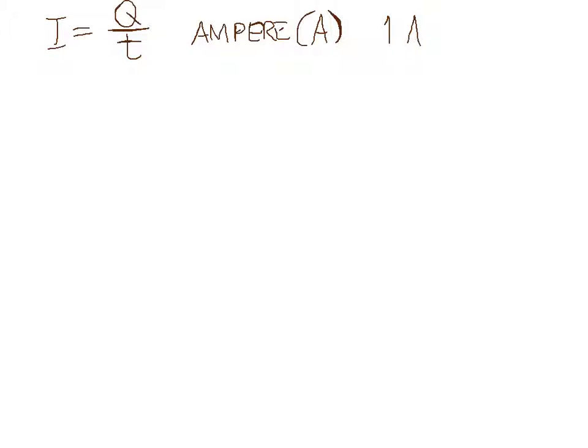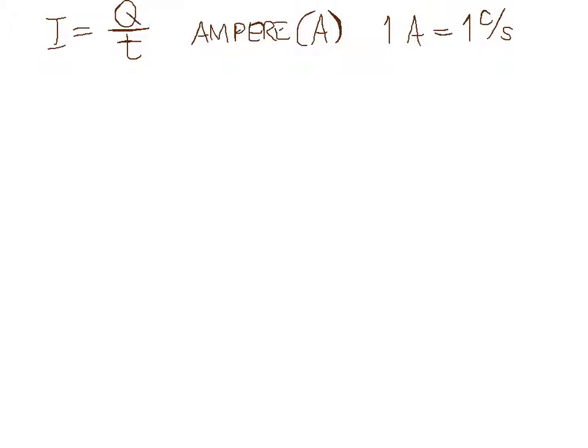and it's given by the equation I equals Q over T, where Q is the charge that passes through a point in a given time T. The standard unit for current is the ampere, A-M-P-E-R-E. It's abbreviated by a capital A, and if you look at this equation, charge is in coulombs and time is in seconds, so 1 ampere is the same as 1 coulomb per second.